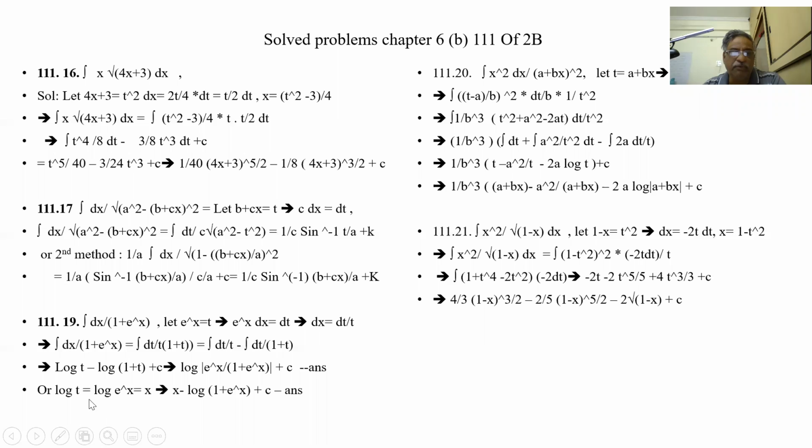So log of e to the power of x: log t minus log 1 plus t plus c. So t is e to the power of x. Log e to the power of x can be written as x. So this is x minus log 1 plus e to the power of x plus c.